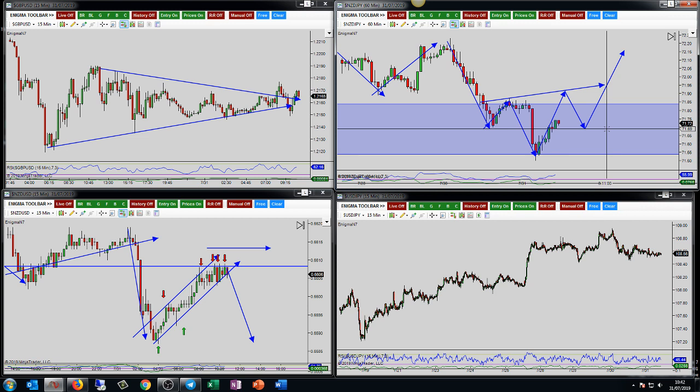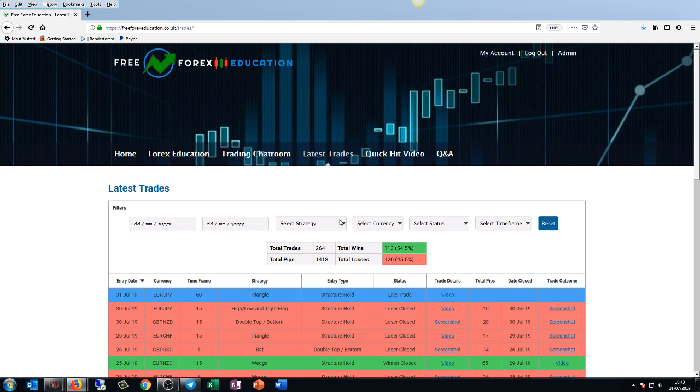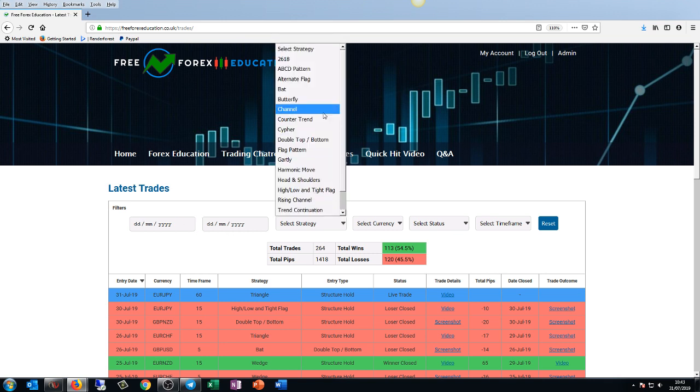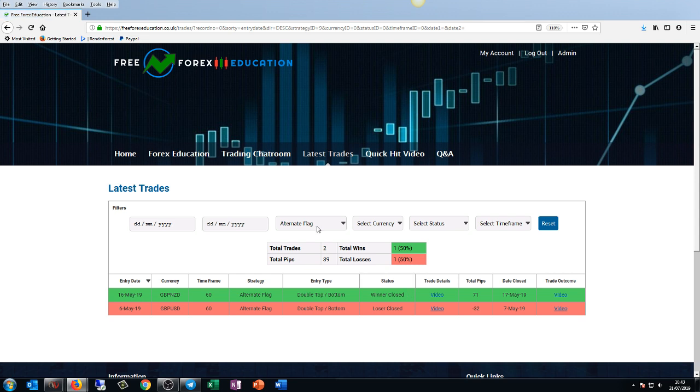Andrew asks: Chris, if I was to start breakout trading at some future date, what type of breakout would you advise looking for? Backtesting first, and why? Very, very simple, Andrew. I would go over to this. I would check latest trades, and I would select the strategy. Go and put in something like the alternate flag. We've only had 2 trades.